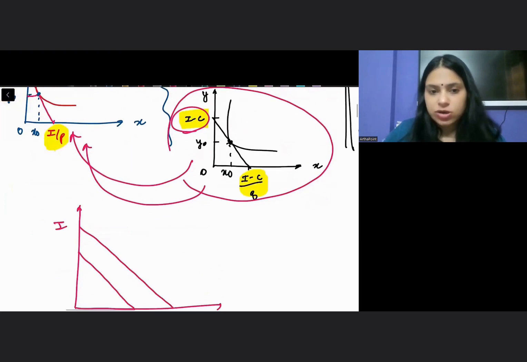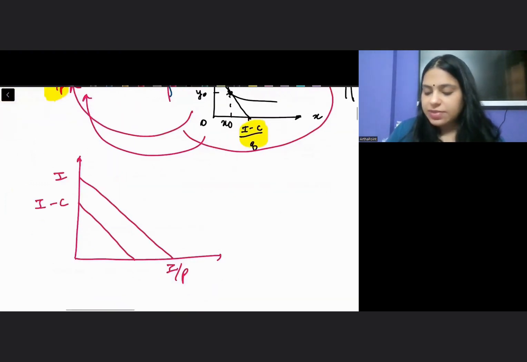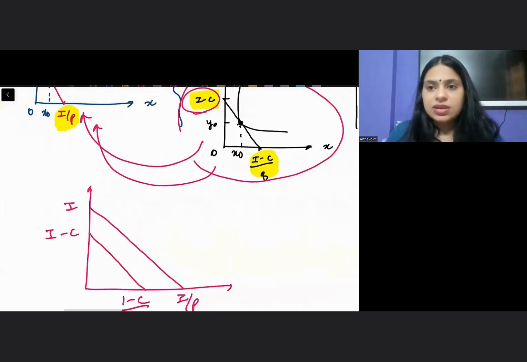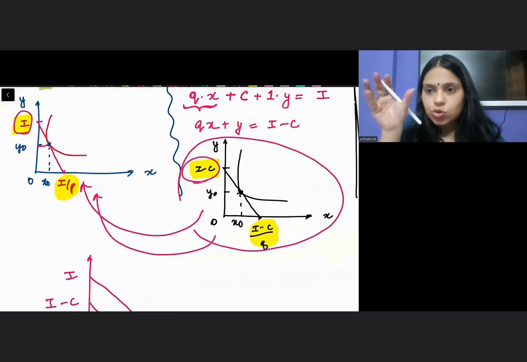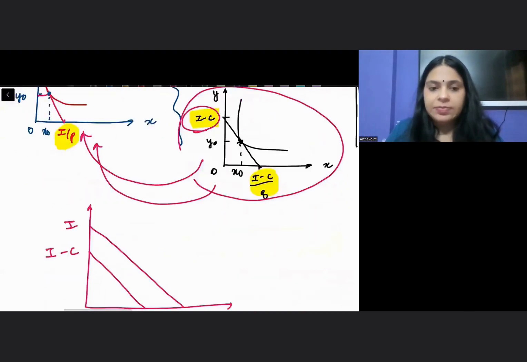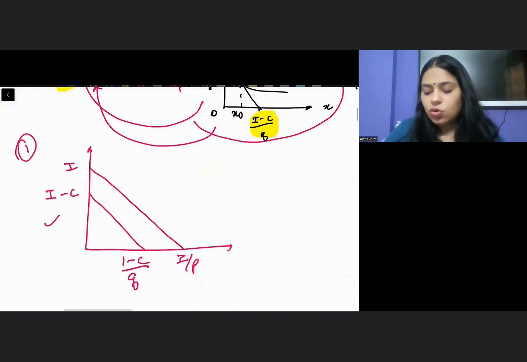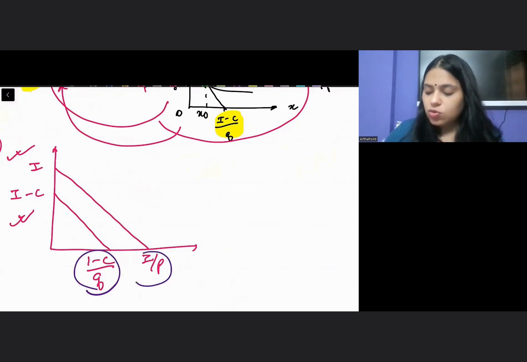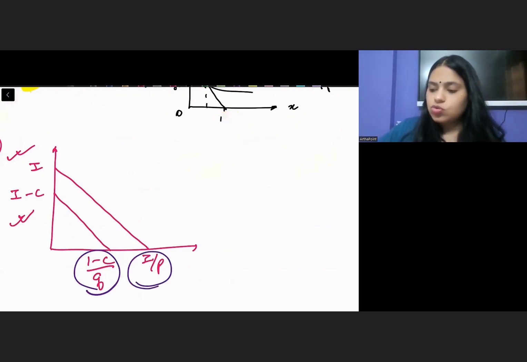So the y-axis is sorted: here I will have I minus C, and on the x-axis here I have I minus C by Q. So I am thinking that if I bring the two markets together in the same diagram, then case one can be where the distant market budget line lies exactly below the local market budget line. Of course, there is a condition behind it, and the condition is that I want this to be lower than this. Only then will this happen.